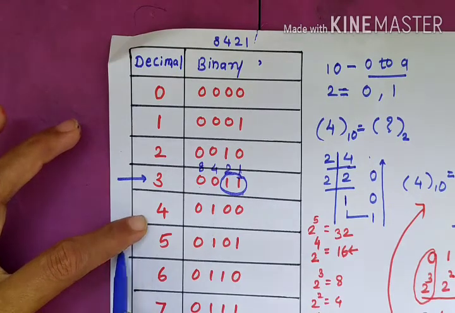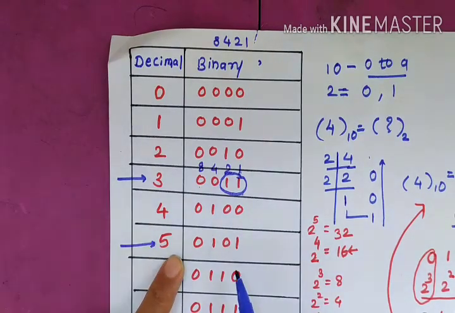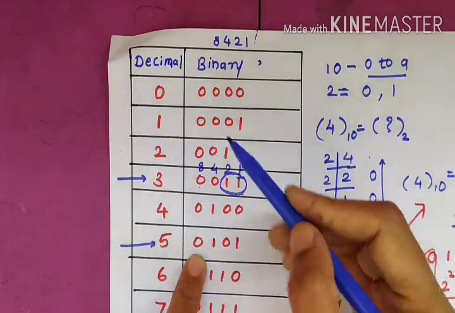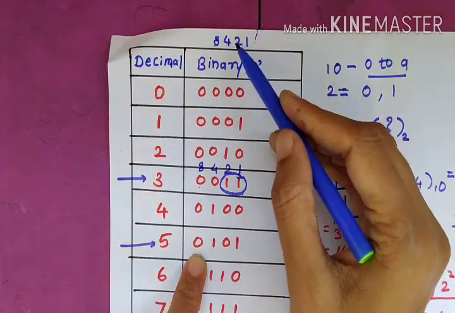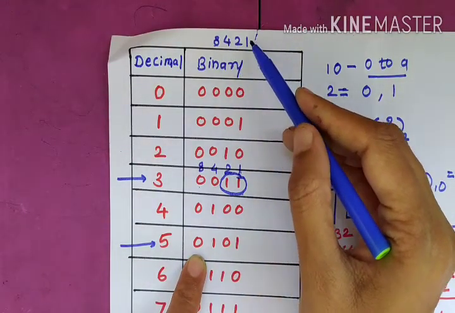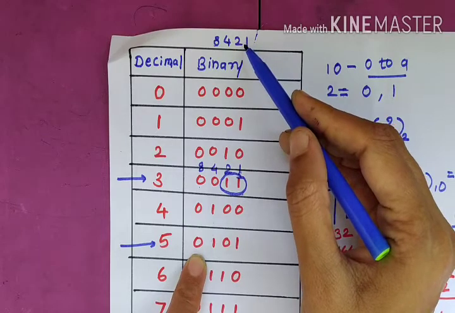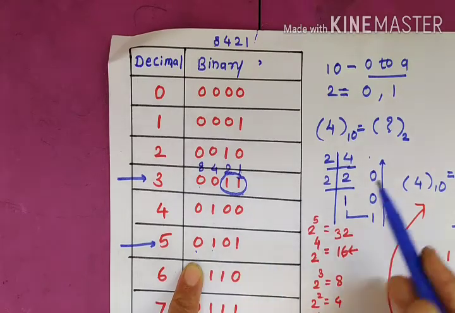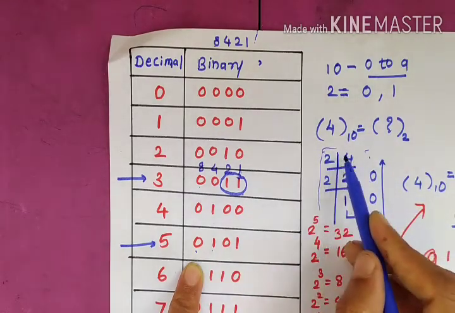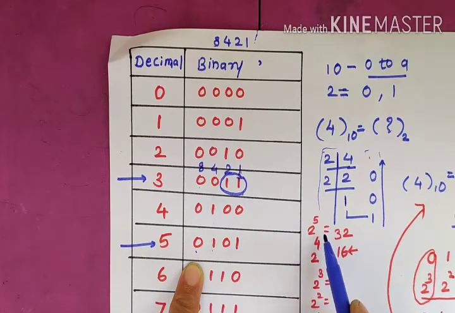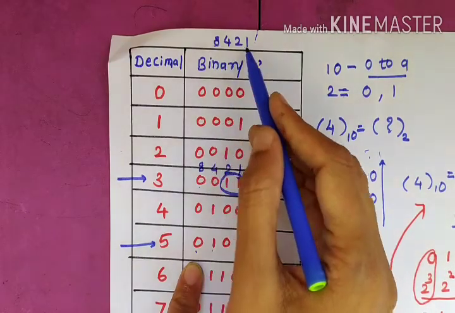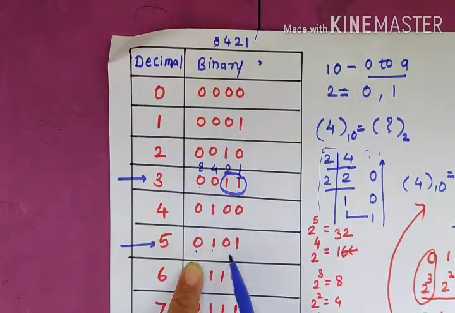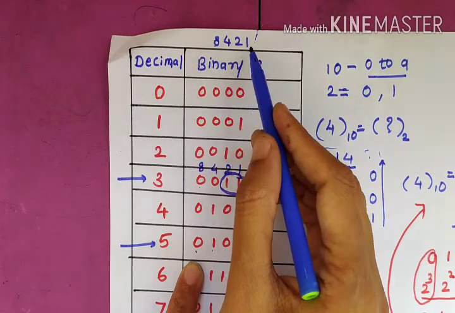What about 5? This 5 can be represented, according to this 8421 code, as only the addition of 4 plus 1 will get the 5. So you have to represent 0101. Actually this is the double method or divide by 2 method, but you can write the binary of a given decimal in a short way by using this 8421 code.